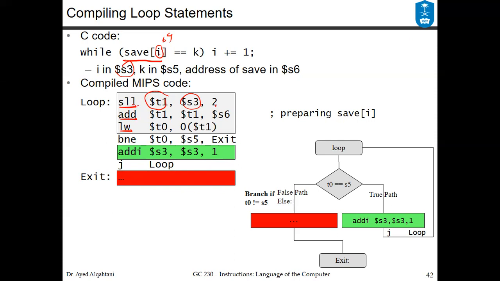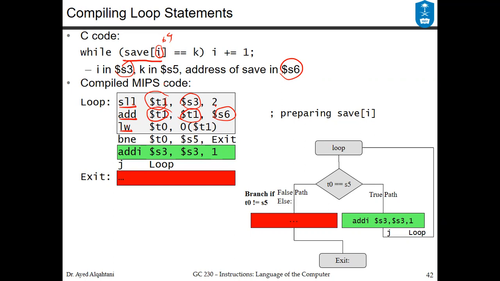After that, you add the index that you already prepared, which is I multiplied by 4. You add T1 to the base register, which is S6. Now, after the addition, you put the result in T1. In T1, you have the base register and the offset indicated by the index I, which is in another register. You get the correct calculation and you put it in T1.